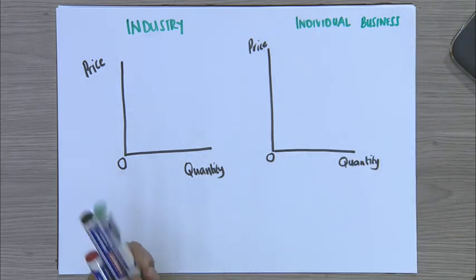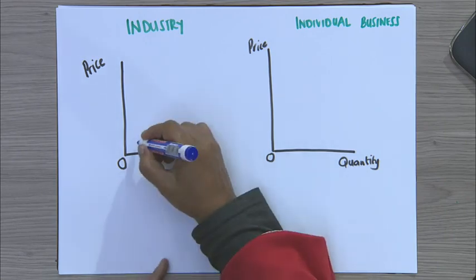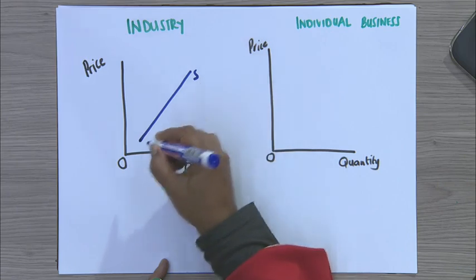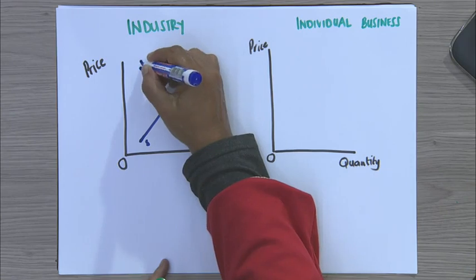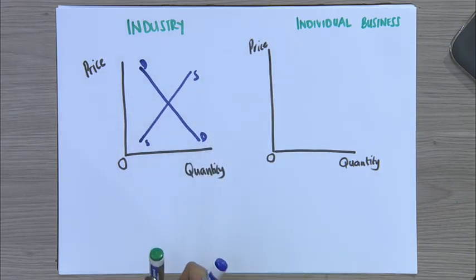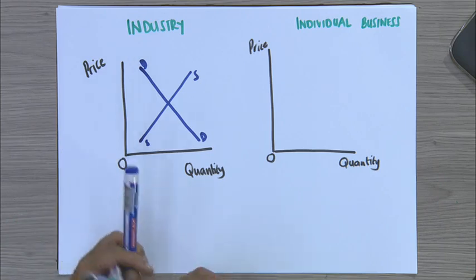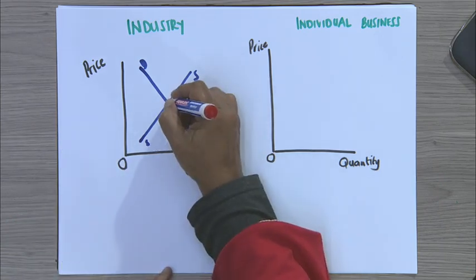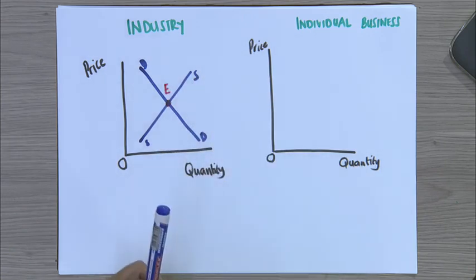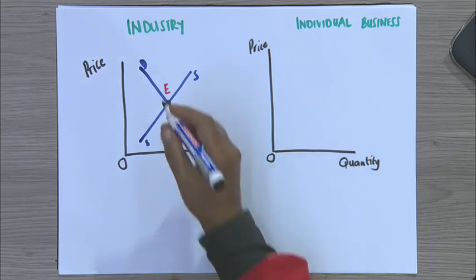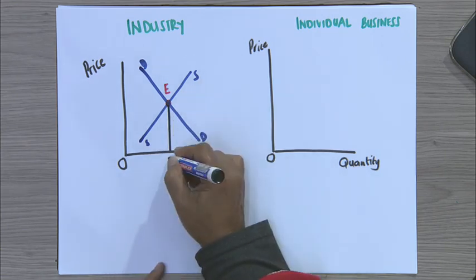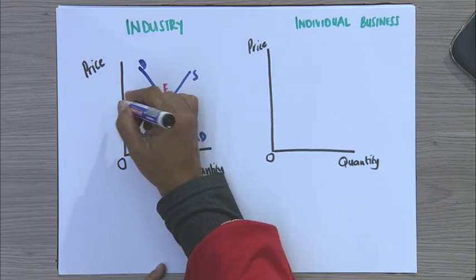So my industry has all the suppliers and all the consumers, right? And we said that prices are set where demand meets supply. So that point there, which is known as the equilibrium point, is where the price will be set. And that is now the price. So that would be my quantity, and that would be the price.